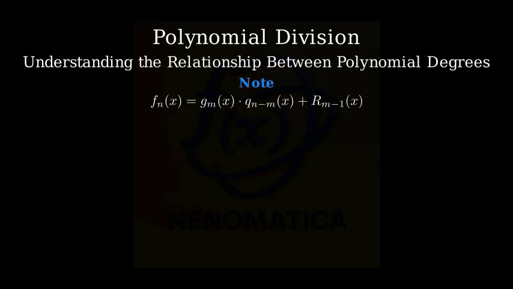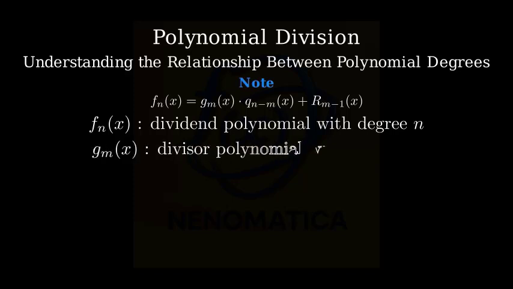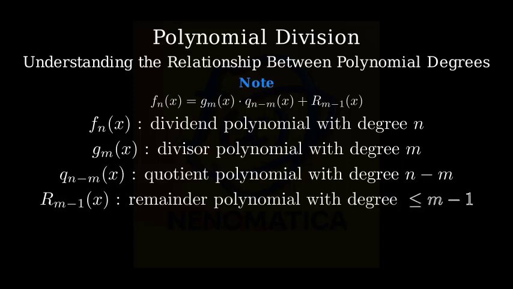Let's break down this formula. F sub n of x represents the dividend polynomial with degree n. G sub m of x represents the divisor polynomial with degree m. Q sub n minus m of x represents the quotient polynomial with degree n minus m. And r sub m minus 1 of x represents the remainder polynomial with a degree that is at most m minus 1.